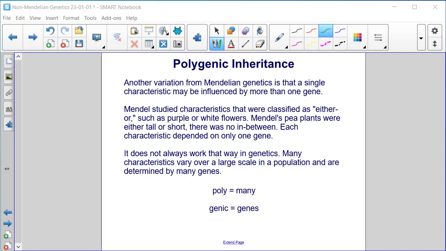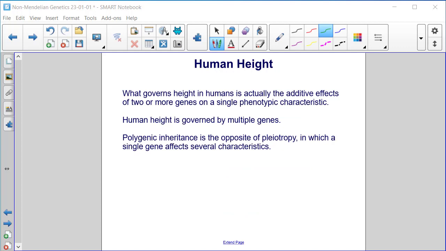Many characteristics vary over a large scale in a population and are determined by many genes. So polygenic inheritance is poly, meaning many, genic, meaning genes. So it is the inheritance of traits due to many genes. Human height. What governs height in humans is actually the additive effects of two or more genes on a single phenotypic characteristic. Human height is governed by multiple genes. Polygenic inheritance is the opposite of pleiotropy, in which a single gene affects several characteristics.